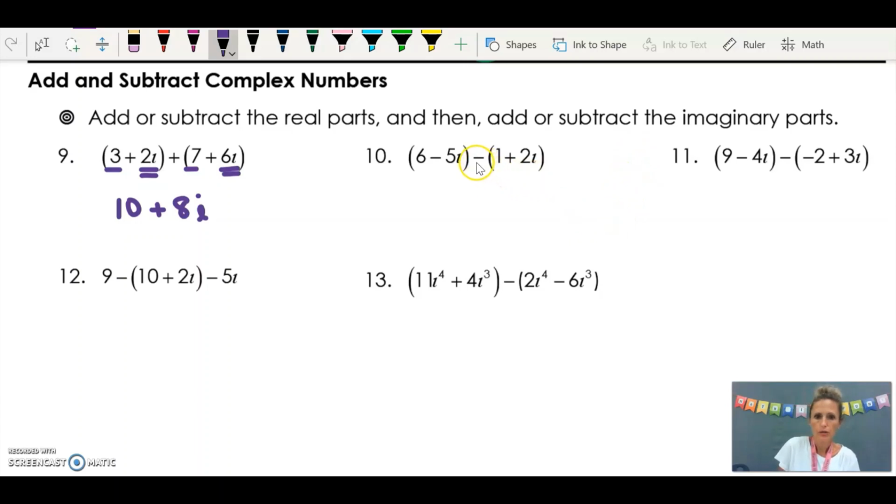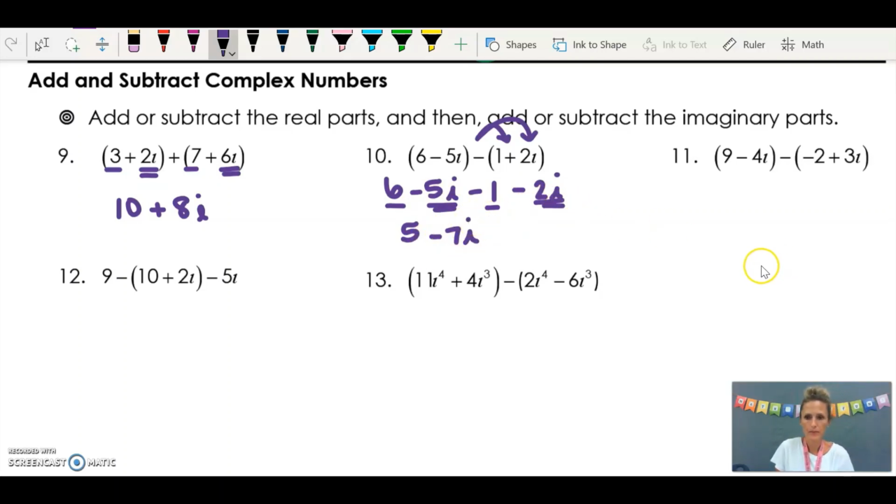On this next one, we're subtracting a quantity, so we're going to distribute the negative to both terms that come after. So I'm going to rewrite the expression. So I have minus 1 and minus 2i. Then I'm going to combine like terms again. 6 minus 1 is 5, and then negative 5i minus 2i is negative 7i.